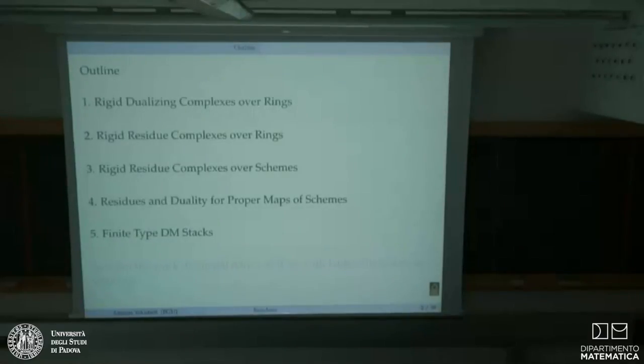So we show how this theory that we developed can be propagated, without too much difficulty, from the situation of schemes to the situation of Deligne-Mumford stacks. And then some of the residue theory holds in this situation. So this is where I'm heading.